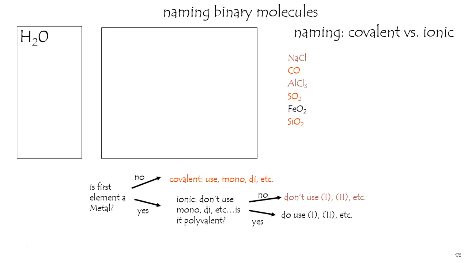You may know that molecule as water, but the technical name for it would be dihydrogen monoxide. Notice we use mono, di, tri for the subscripts, and even mono if it's just a 1. And the oxygen becomes oxide. That's water.